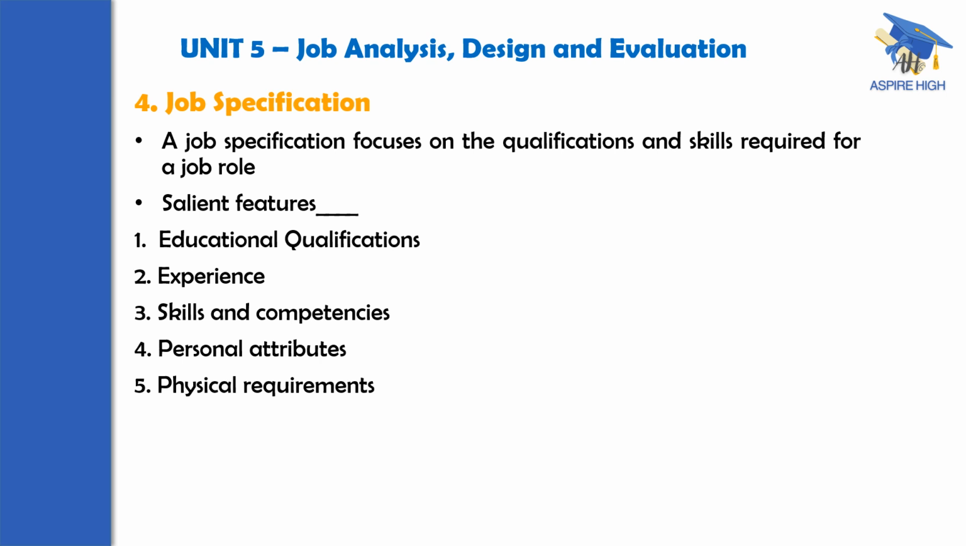From the examination point of view, just like for job description, we are now discussing 5 salient features. They are: one, educational qualifications; second, experience; third, skills and competencies; fourth, personal attributes; fifth, physical requirements. So what are the educational qualifications that are required? They have to be defined first. Experience: if at all experience is required in a particular company for a particular job, how many years, and in what role or job, is to be specifically mentioned.